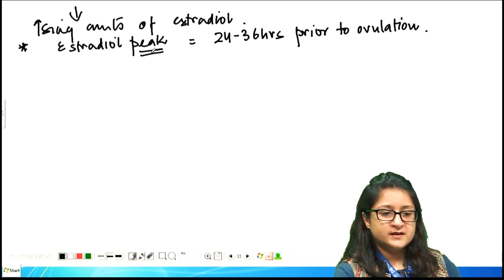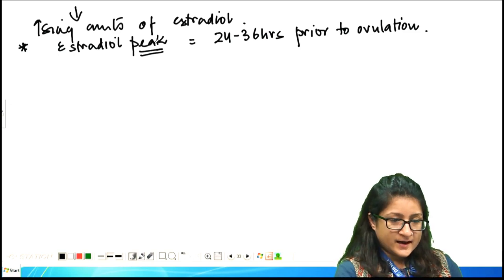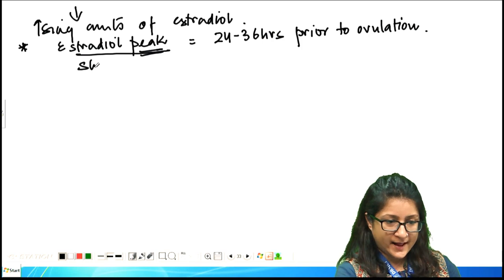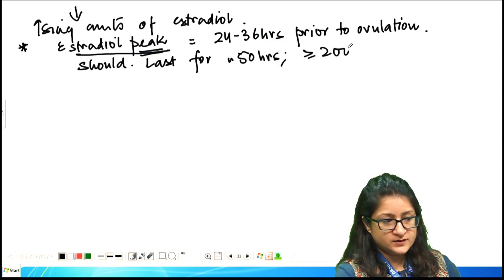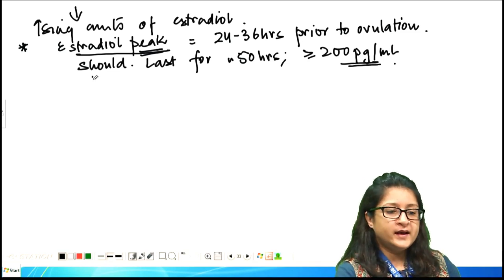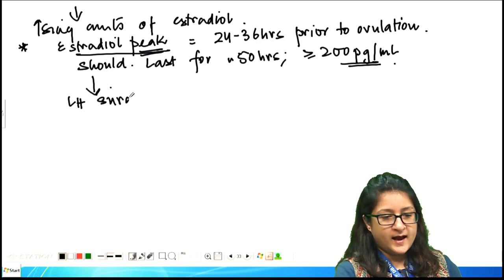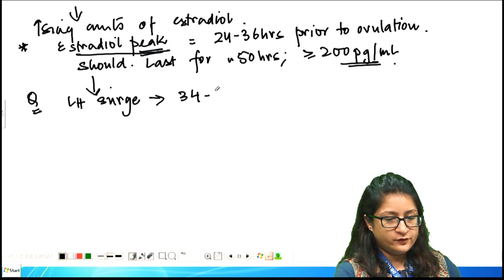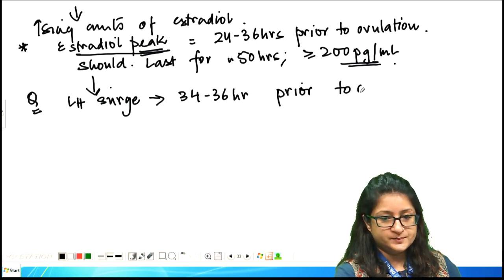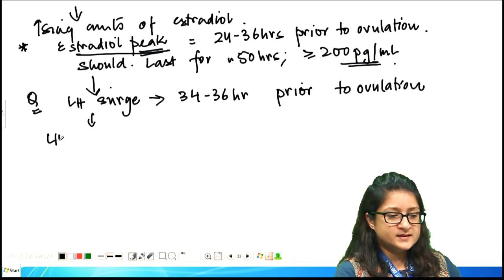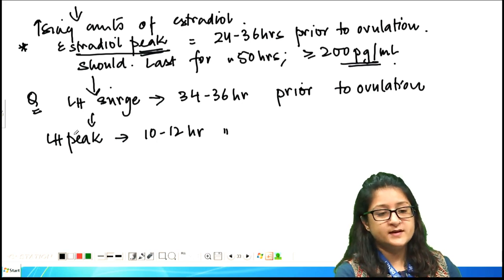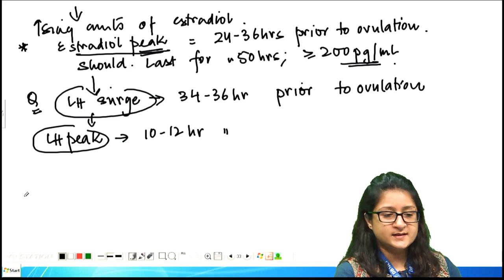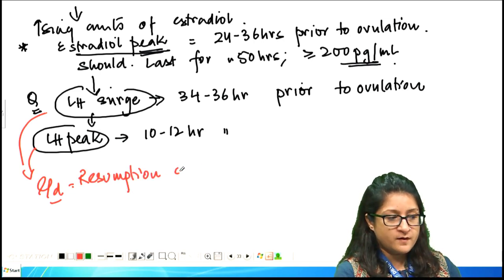A very, very important point about this estradiol peak is that it should last for at least 50 hours, and peak levels of 200 picogram per ml should be achieved to be able to lead to the LH surge. This LH surge, again an important question, happens 34 to 36 hours prior to ovulation. After the LH surge, the LH peak happens 10 to 12 hours prior to ovulation. So this is very important. All of this leads to, very importantly, resumption of meiosis 1.